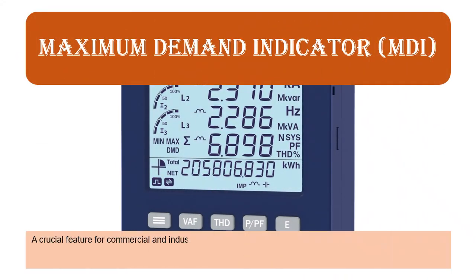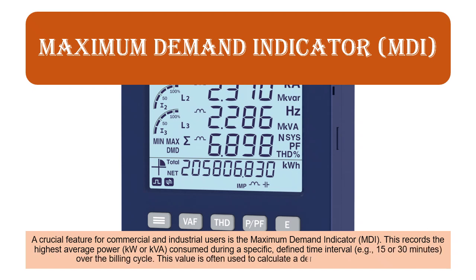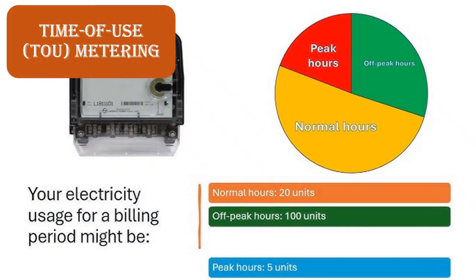Maximum demand indicator, MDI. A crucial feature for commercial and industrial users is the maximum demand indicator, MDI. This records the highest average power, kW or kVA, consumed during a specific, defined time interval, e.g., 15 or 30 minutes, over the billing cycle. This value is often used to calculate a demand charge on the bill.